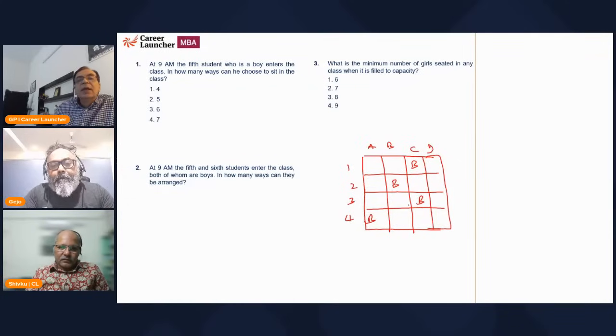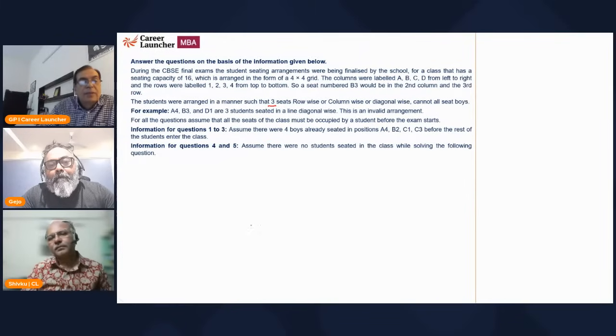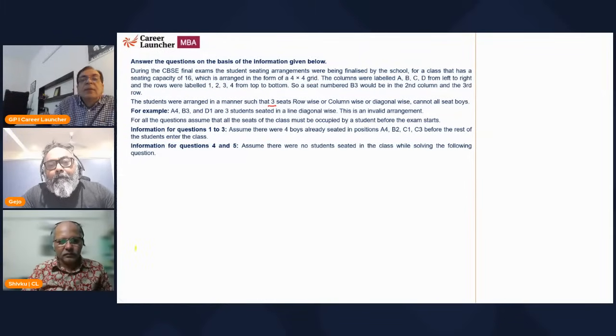Yeah. Okay. Now, actually, Shivku, ये वाला सवाल तो पढ़ते ही हो गया था ना? Because if you look at the information given, where was this? The column is left to right. Okay, ठीक है. So seat number. Okay. Yes, this line. I'll just highlight this part.